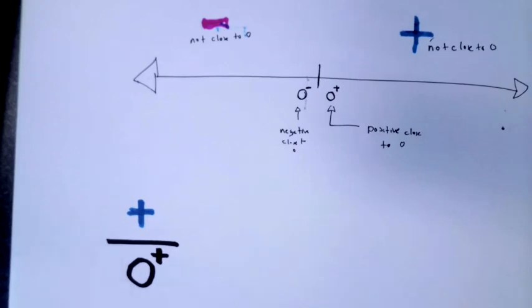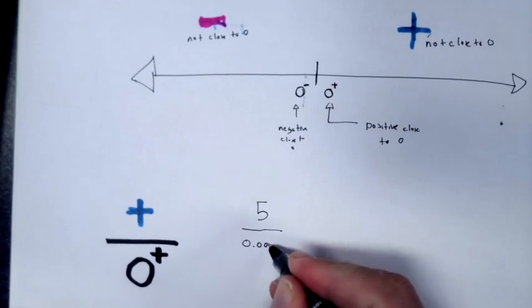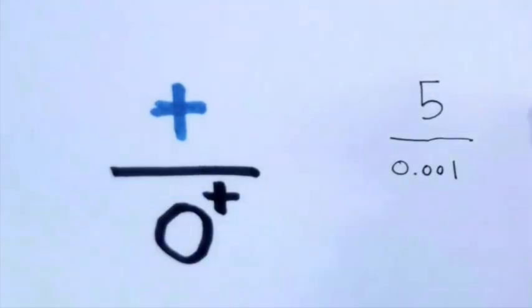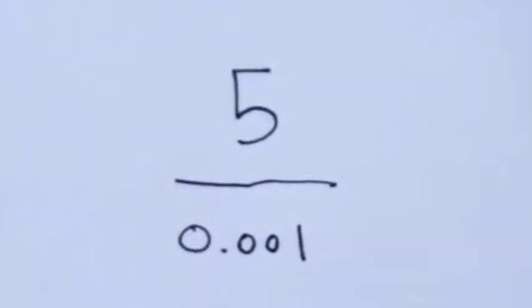As the denominator gets smaller here, what does this number become? Smaller, bigger, or stay the same? The overall number. Let's think about if we have 5 divided by 0.001. Is that a large number or a small number? That's a big number, right? You're taking 5 and you're breaking it up into very small pieces.